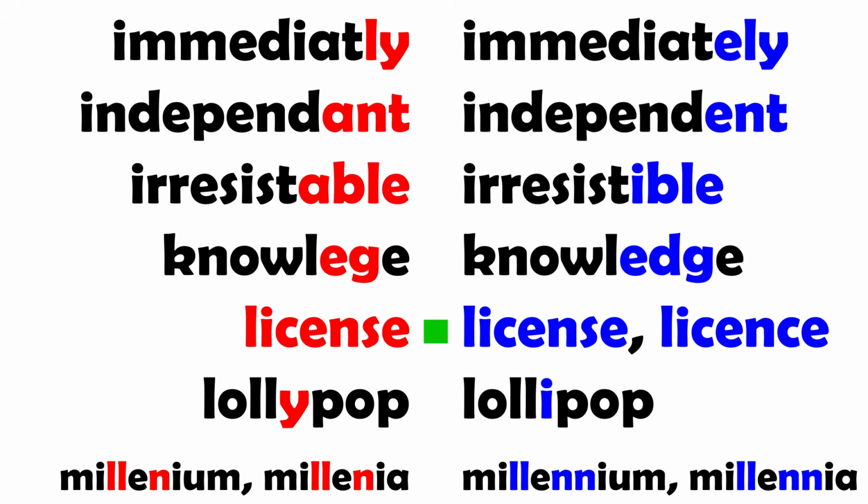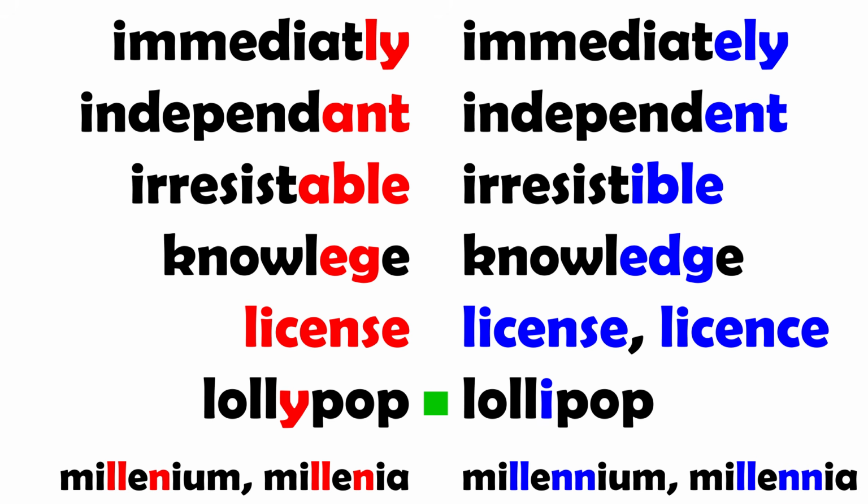License. L-I-C-E-N-S-E. License is both a noun and a verb in the United States. If you live in any other English-speaking country, you'll spell it L-I-C-E-N-C-E when you use it as a noun, and L-I-C-E-N-S-E when you use it as a verb.